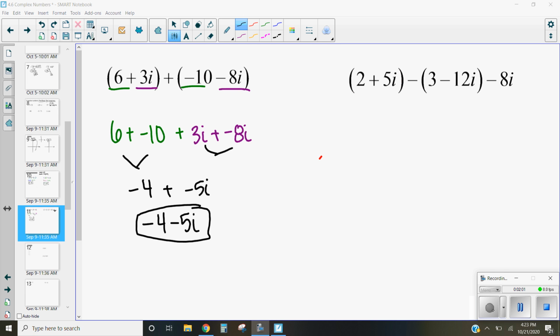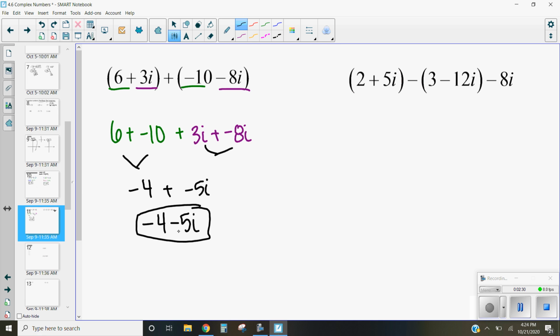Okay, hopefully you've had a chance to work through that problem on your own. So here, again, remember when we add complex numbers, we're going to add the real parts and then add the imaginary parts. Same thing when we subtract. So here my real parts were 6 and negative 10. So 6 plus negative 10 is negative 4. And then my imaginary parts were 3i plus negative 8i. So I added those two and I got negative 5i. So I have negative 4 minus 5i. And that is our complex number there.